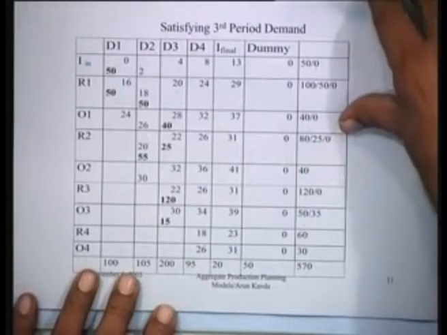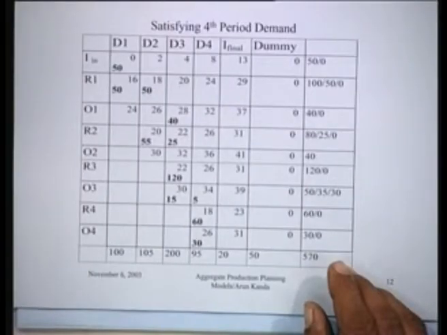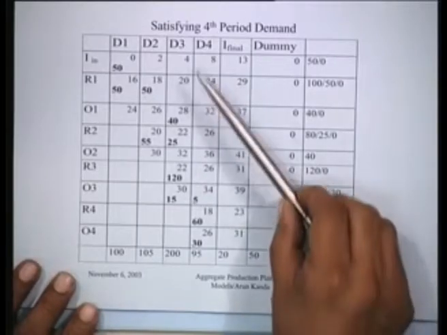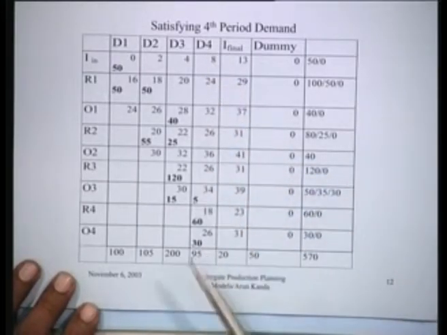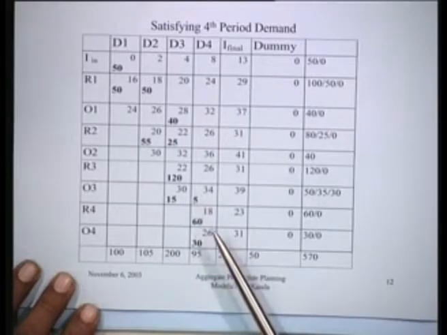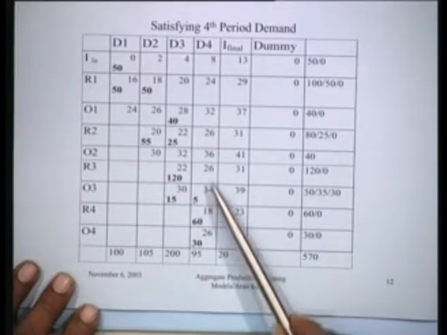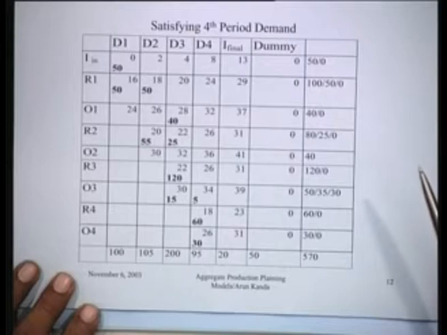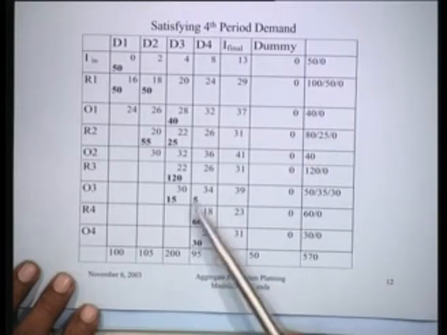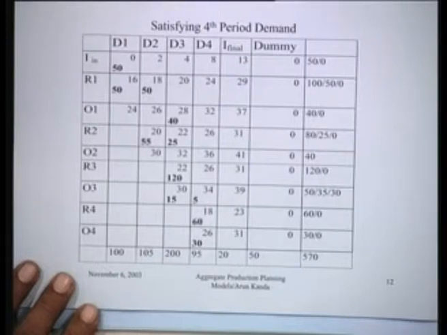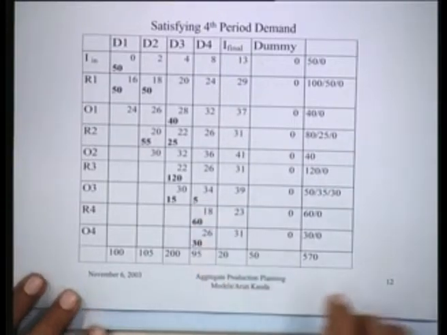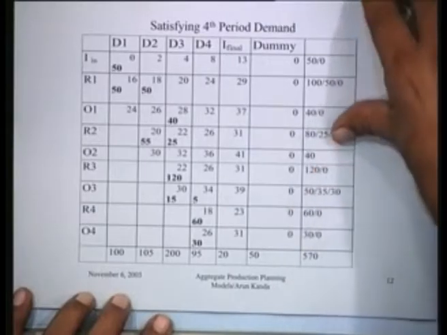Okay. Now let's go to the fourth period. When you go to the fourth period, you can do the allocations in 3 cells corresponding to cost of 18, 26, 34, because the other lower cost values are not available. And this leads to 95 units in this particular fourth period. So we have allocations of 5, 60 and 30 in the fourth period.